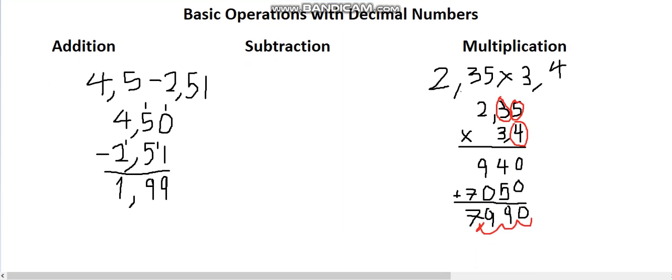You can see that a little better like this. The decimal point would go right here, between the 7 and the 9, so that it has 1, 2, 3 numbers to its right. So my result would be 7.990. And that's all there is to multiplication.